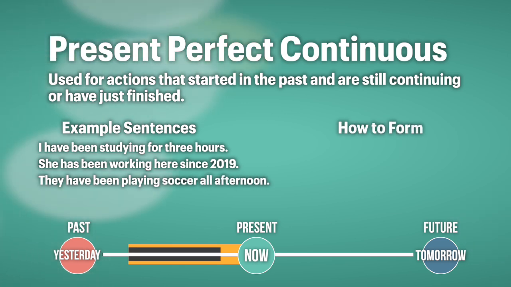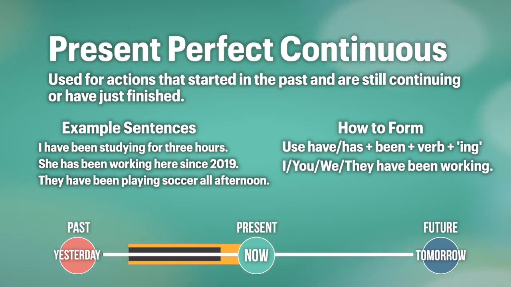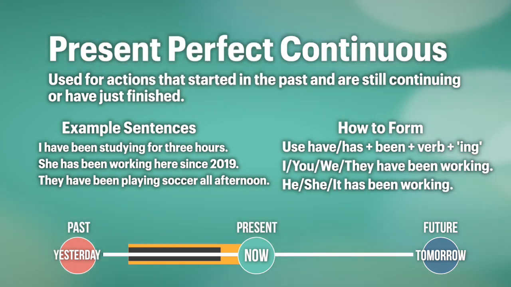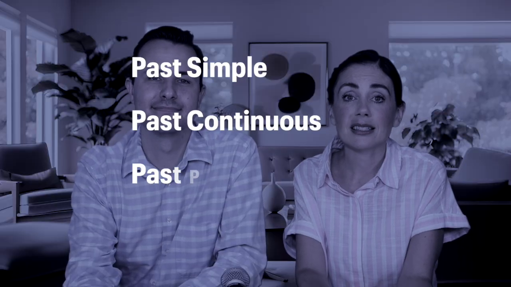How to form the present perfect continuous. Use have or has plus been plus the verb plus ing. I have been working. He has been working. Moving on to past tenses. There are also 4 past tenses: past simple, past continuous, past perfect, and past perfect continuous.